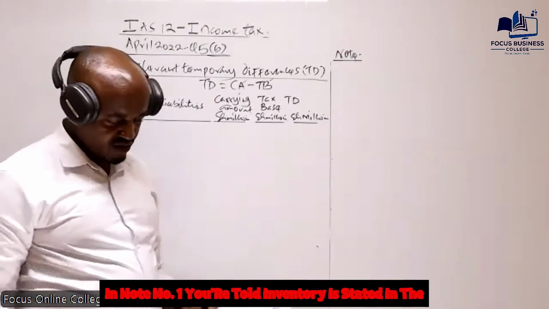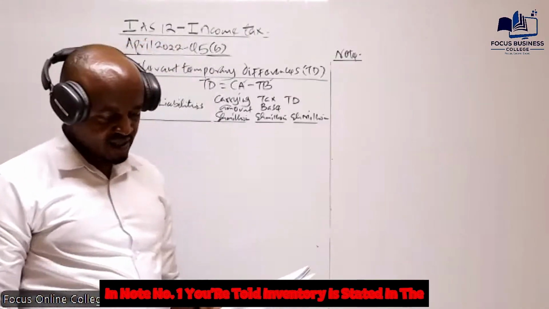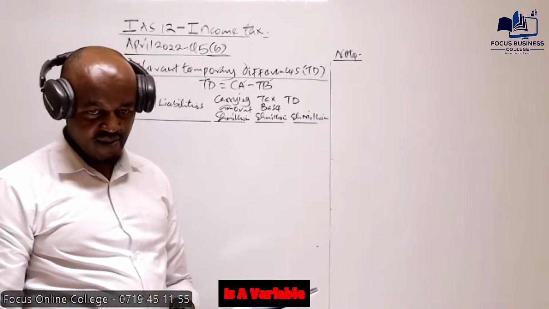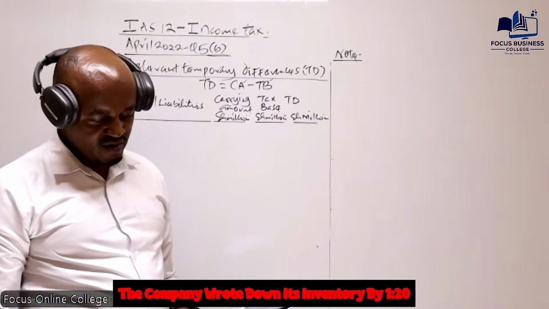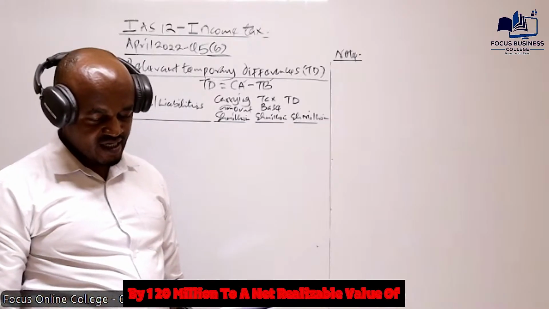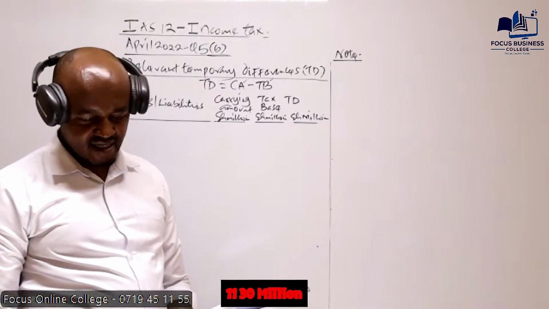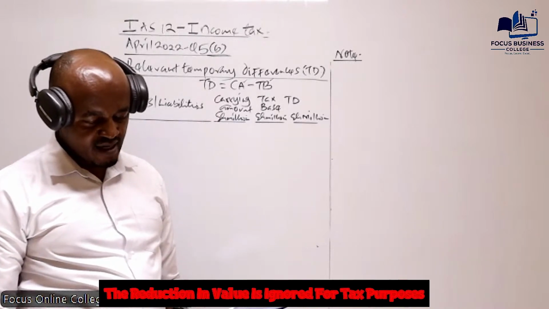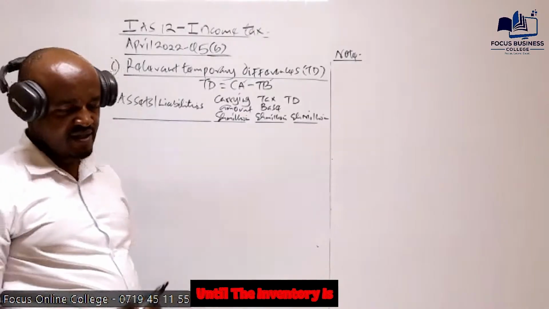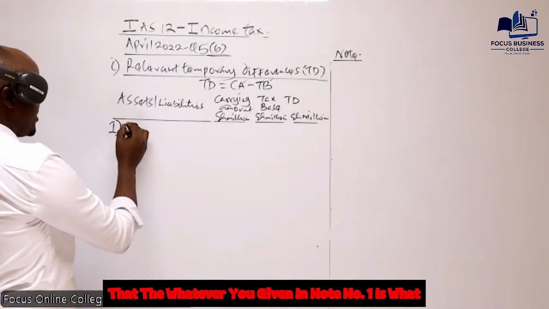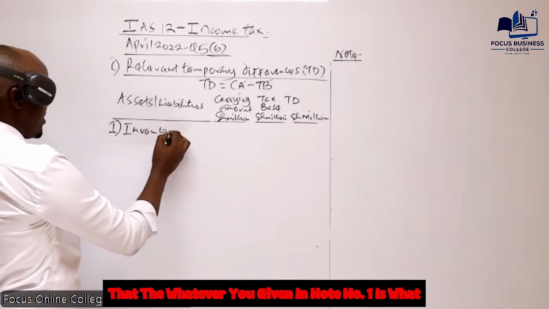In note number 1, you're told inventory is stated in the financial statements at the lower of cost and net realizable value. The company wrote down its inventory by 120 million to a net realizable value of 1130 million. The reduction in value is ignored for tax purposes until the inventory is sold. So what you're given here, you first of all write that whatever you're given in note number 1 is what?